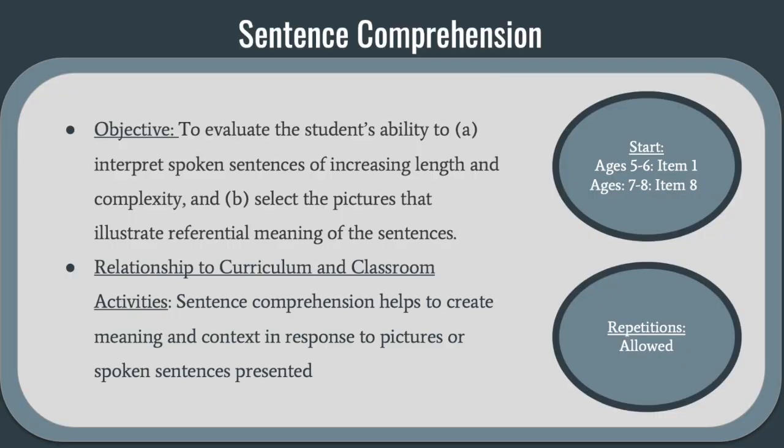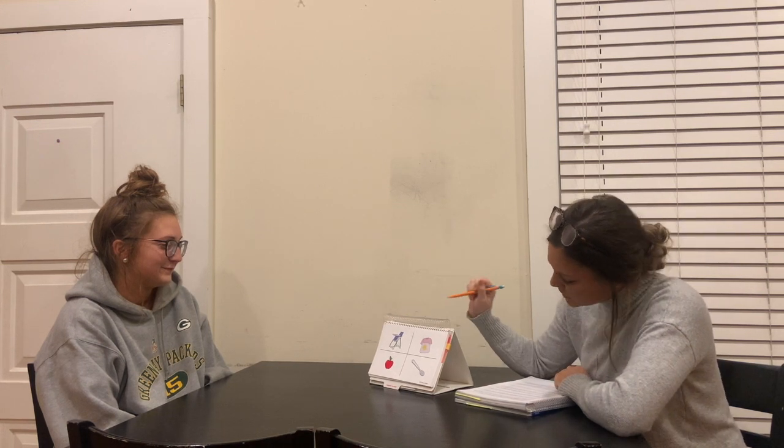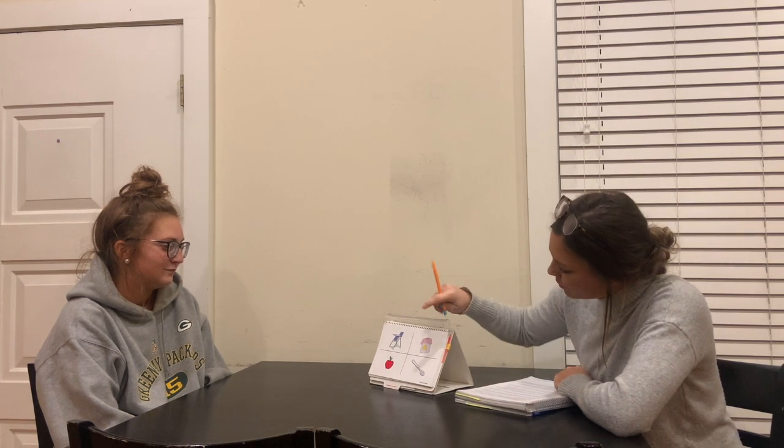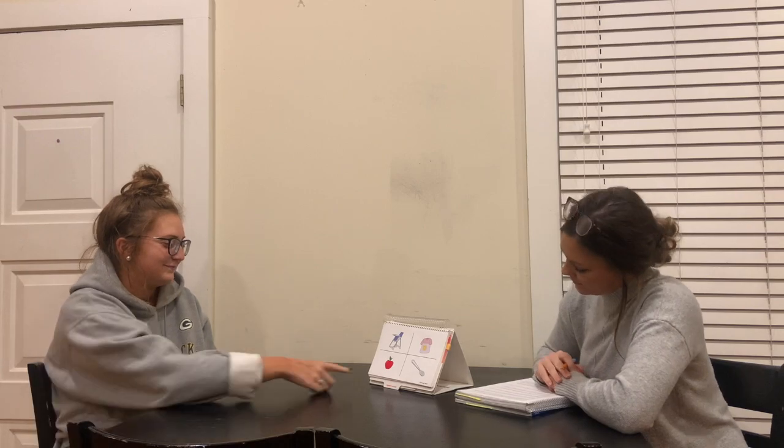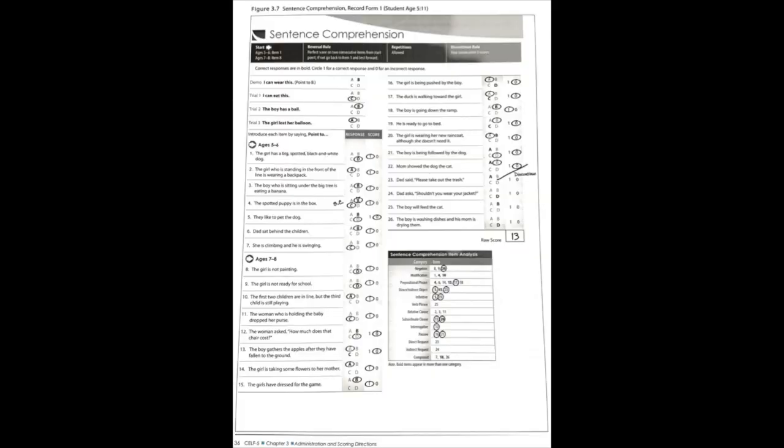The objective of the sentence comprehension subtest is to evaluate the student's ability to interpret spoken sentences of increasing length and complexity and select the pictures that illustrate the referential meaning of the sentences. Alright, Molly, so we're going to start our first assessment with sentence comprehension. Look at these pictures. I'm going to point to the one that shows, I can wear this. Now you point to the picture that shows, I can eat this. On the record form, correct responses are in bold.